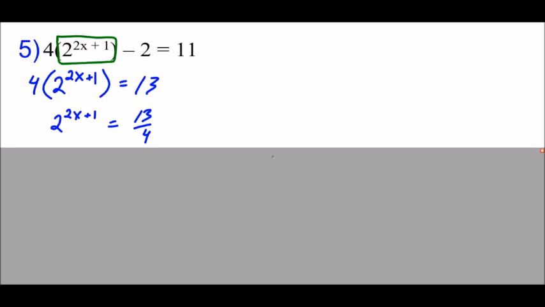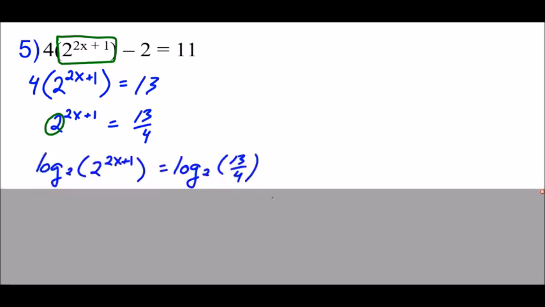We're going to take the log of both sides, and the base we're going to use for that logarithm is the same base we have in this exponential term, base 2. So we're going to take log base 2 of the entire left side of the equation, and then we're going to set that equal to the log base 2 of 13 over 4. We're taking the log of both sides, taking both the left and right sides of the equation and just placing that inside our logarithm, which we chose to be log base 2.